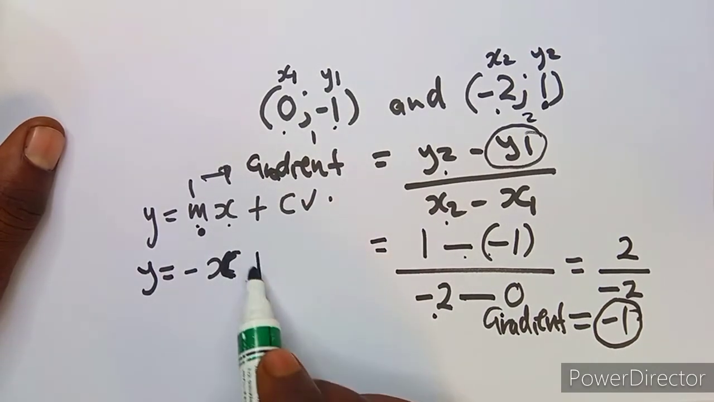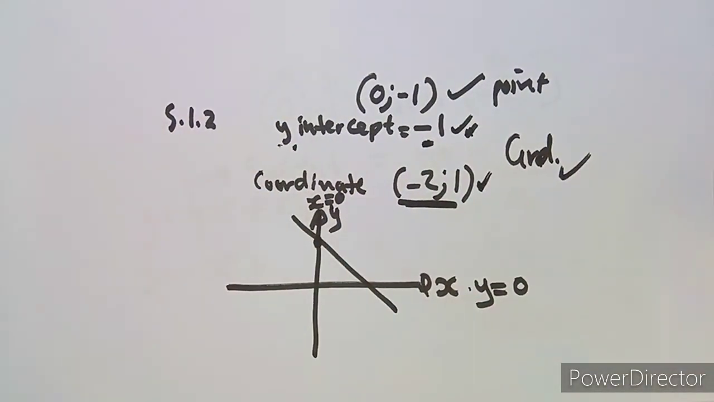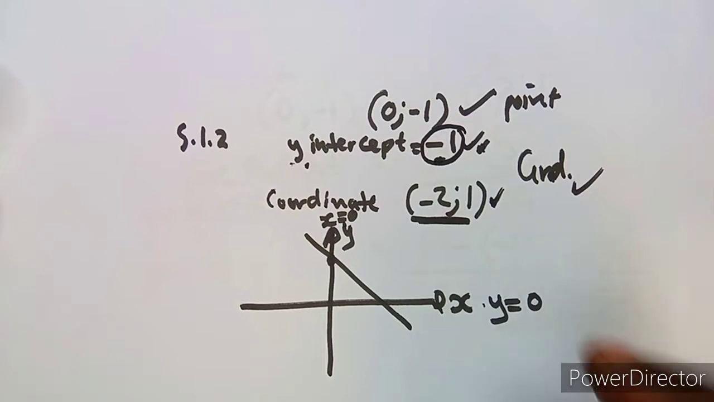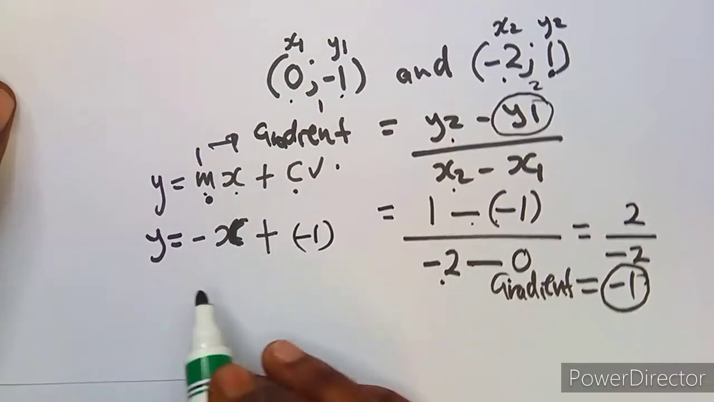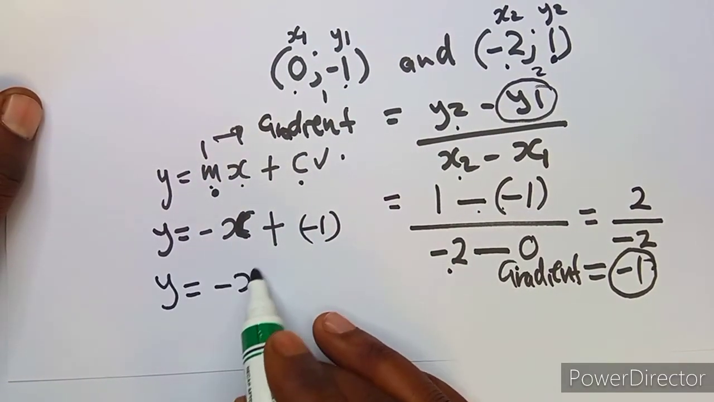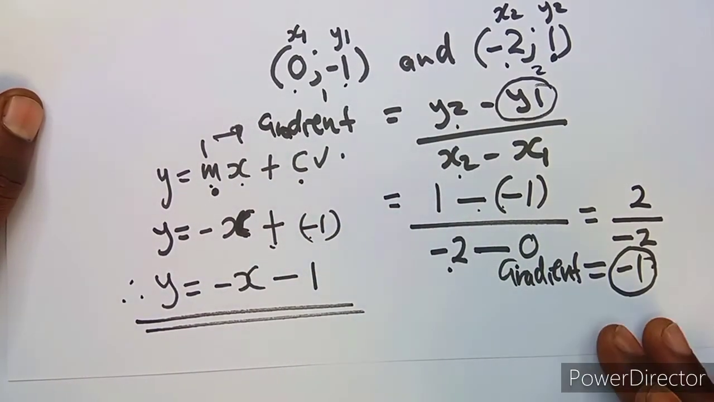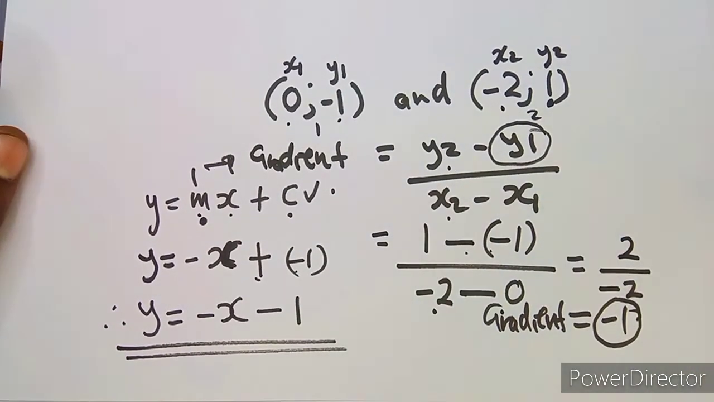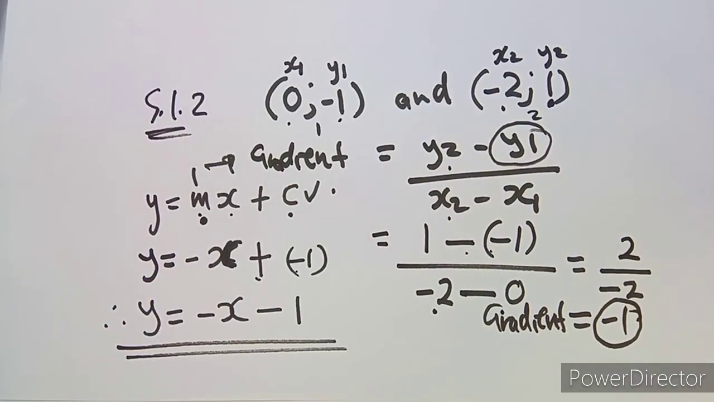Plus c, which is the y-intercept. We are given the y-intercept, guys. The only thing we didn't have was the gradient, which is why we had to calculate it. The y-intercept is -1, which is c, so it's going to be plus -1. So y is equal to -x, plus and minus gives you minus, so y is equal to -x minus 1. That is going to be the equation on 5.12.